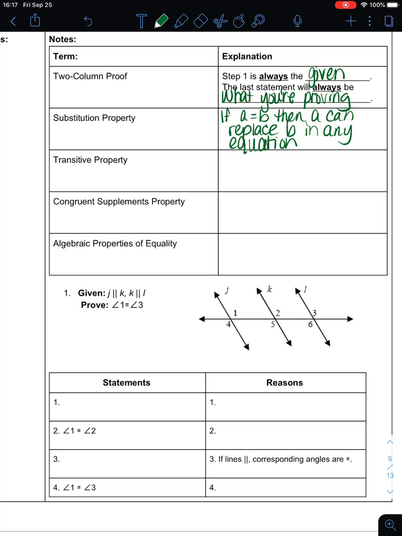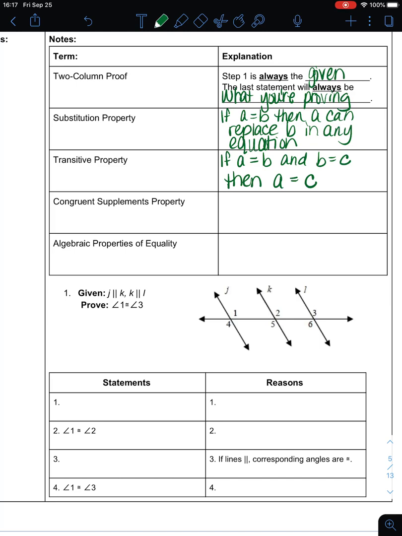The transitive property is just a special substitution property, and it says this, that if A is equal to B and B is equal to C, then I can cut out that middleman. What do I even need B for? And I can just go straight to A is equal to C.